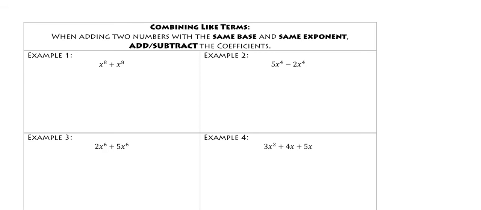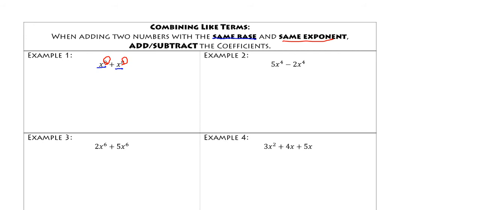The last part of this MLO is combining like terms. So when adding two numbers with the same base and same exponent, we add or subtract the coefficients. So our first example is x to the 8th plus x to the 8th. So remember, our base is x and x. We have, in fact, the same base here. And our exponents are 8 and 8. So we have the same exponent. So what we do is we add or subtract the coefficients.